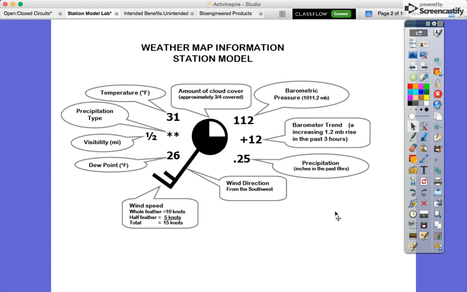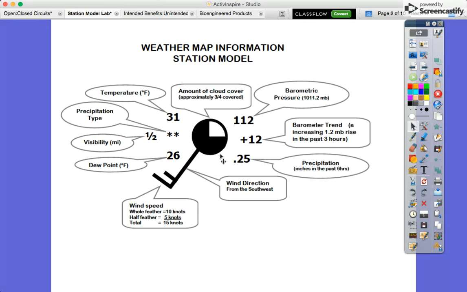In this lesson, I'm going to show you how to read a weather map station model and give you instructions on how to complete the station model lab activity. So the first thing I'm going to do is just give you an overview of how to read a weather map station model. You always start at the center of the weather map station model when you look at the circle.